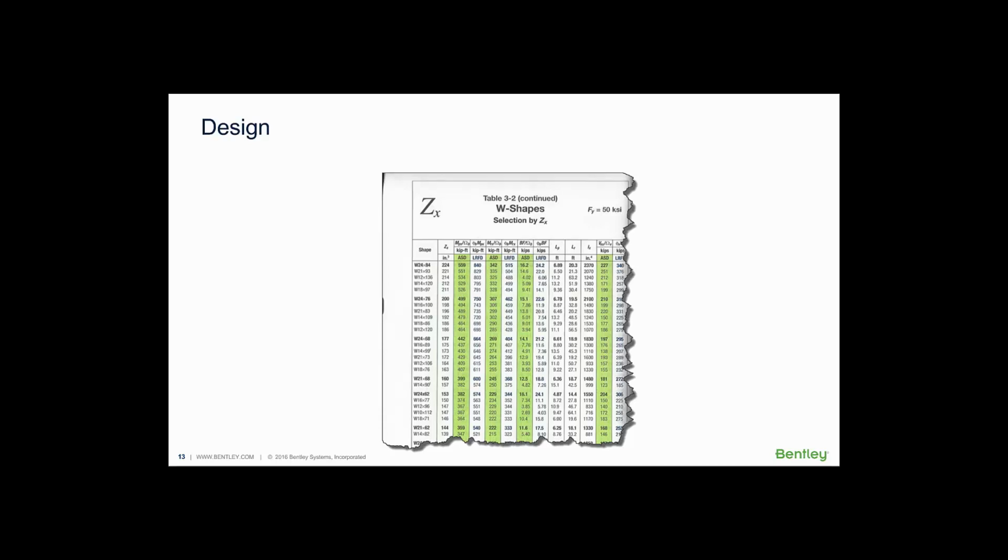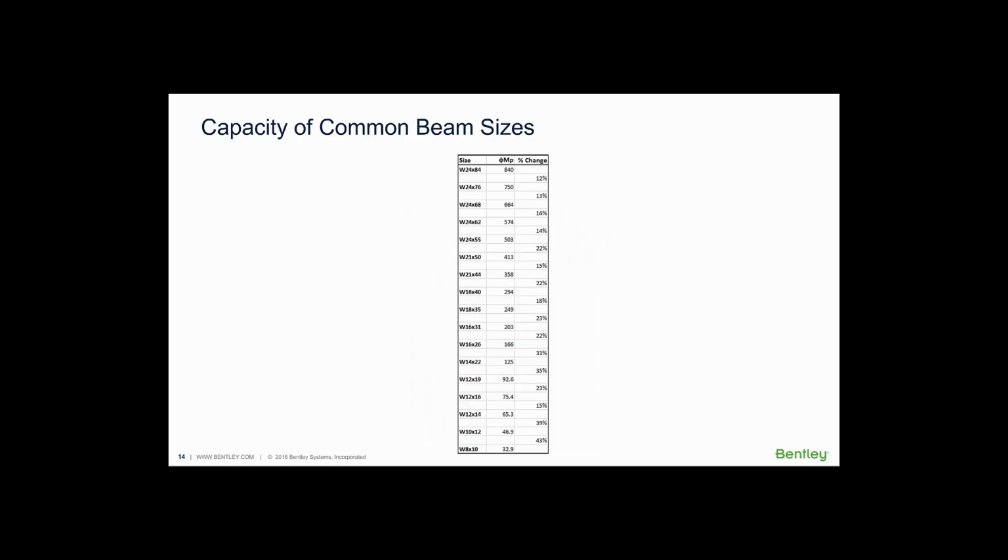What I did was I took that list of those common sizes, and I'm listing their phi Mp, which is their moment capacity, assuming that the beam is continuously braced. And so I'm listing the capacity of these common shapes. And then in the third column there, the rightmost column, I'm listing how much the moment capacity is changing from one shape to the next.